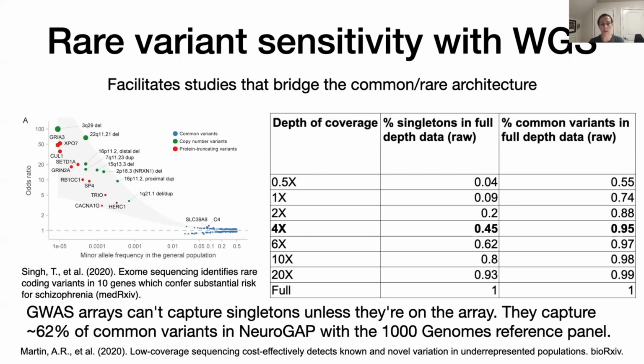At 4X sequencing, for example, we're detecting almost 50% of the singletons that are present in the full coverage depth data. And at 4X depth, we're also sensitive to detect 95% of the variants present in the full depth data set. Notably, GWAS arrays can't capture those singletons unless these are on the array backbone themselves. And they can only capture those genetic variants that are either imputable or on the arrays themselves. So they only capture 62% of the variants that are common in NeuroGAP, because NeuroGAP is not well represented in the 1,000 Genomes reference data.